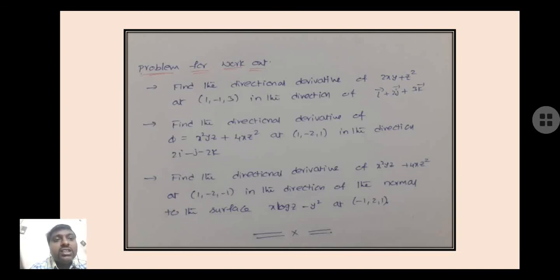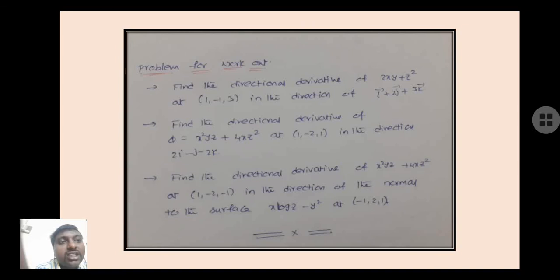Now these are all the problems for workout. Please note down the problems. The first problem is find the directional derivative of f equals 2xy plus z square at the point (1, minus 1, 3) in the direction of i bar plus 2j bar plus 3k bar. Next one, find the directional derivative of phi at the point (1, minus 2, 1) in the direction of 2i minus j minus 2k bar. First two problems come under the first model.